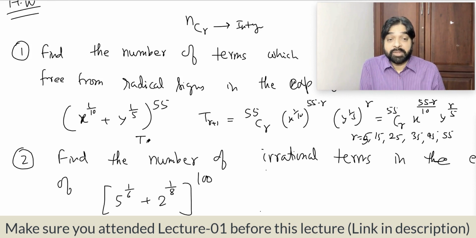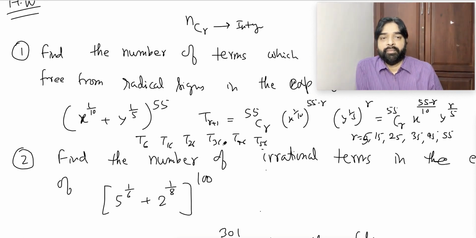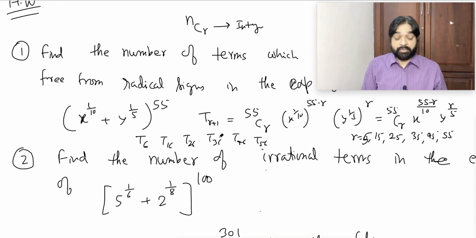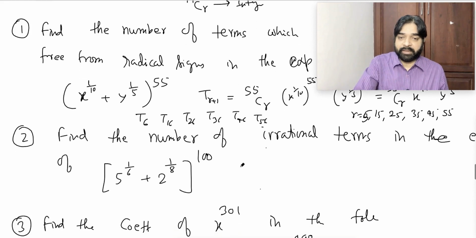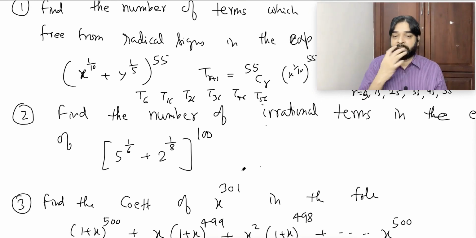And which are the terms? We'll say T6, T16, T26, T36, T46 and T56. Yes or no? How many have got the same answer? So in total, 6 terms are coming which are free from radical sign.